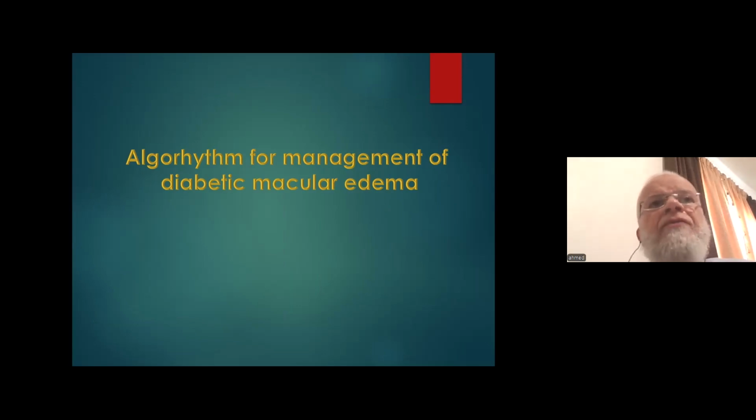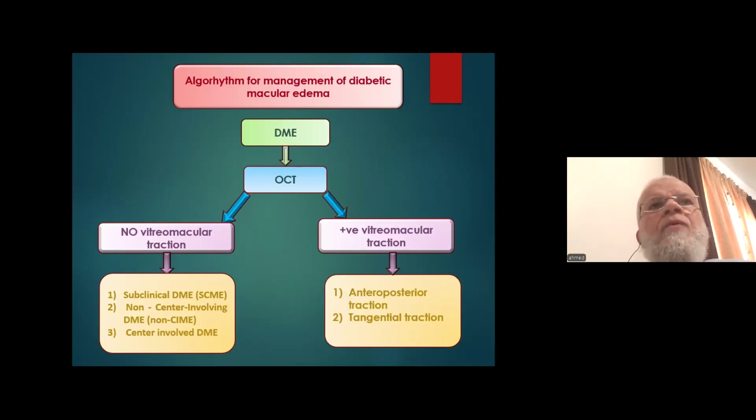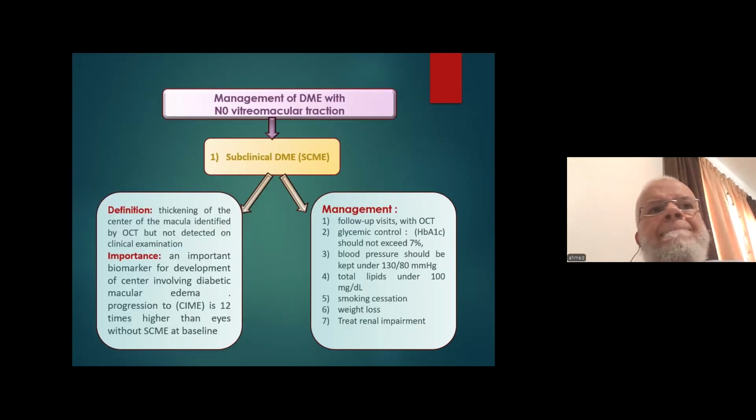The algorithm for the management of diabetic macular edema is therefore as follows. We see by OCT if there is no vitreomacular traction or there is vitreomacular traction. If there is no vitreomacular traction, we have 3 scenarios. First, subclinical diabetic macular edema, which is not seen clinically but diagnosed by OCT, and this is managed by follow-up visits, glycemic control, blood pressure control, control of the lipids, cessation of smoking, weight loss, and treatment of the renal impairment.